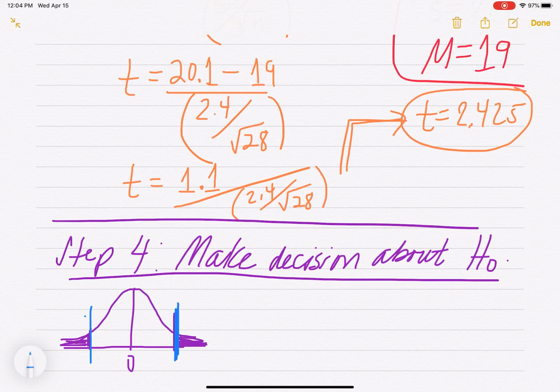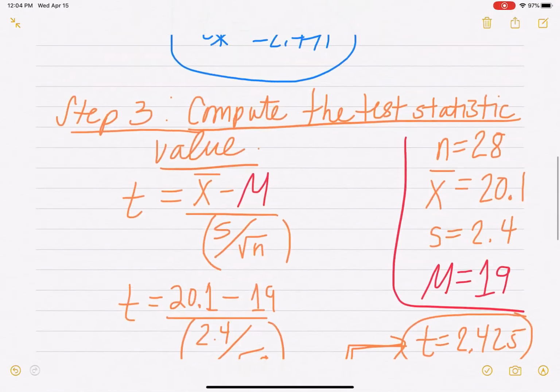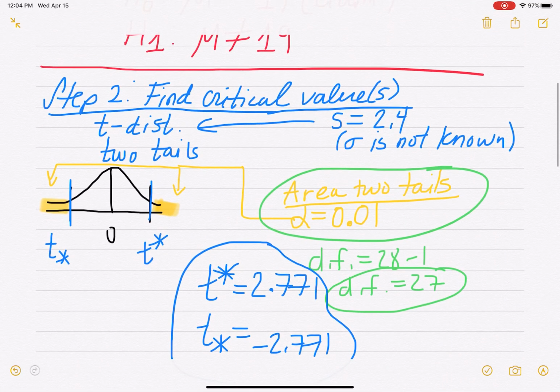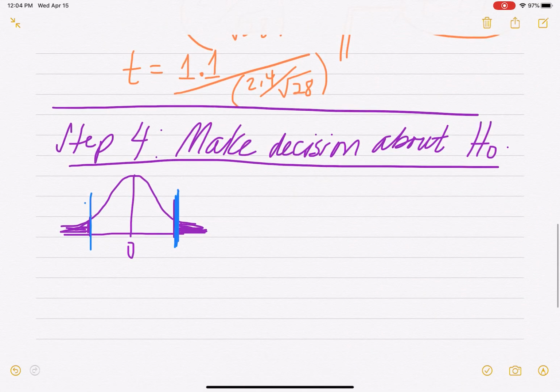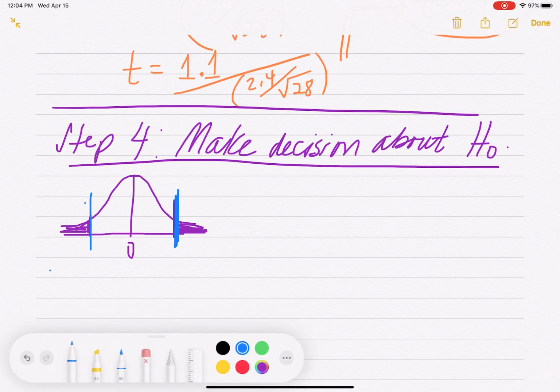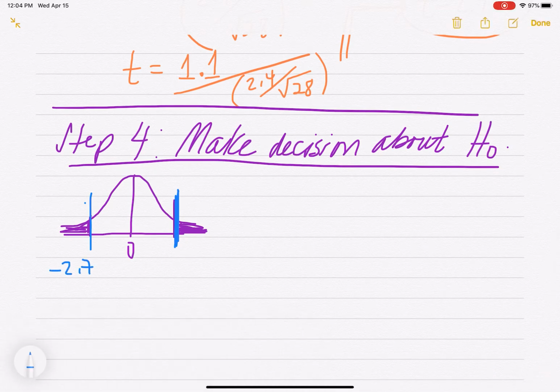What was t lower star? Let's see. Negative 2.771, and t upper star was positive 2.771. So this is negative 2.771, and this is positive 2.771. So these numbers separate the purple rejection regions from the non-rejection regions.